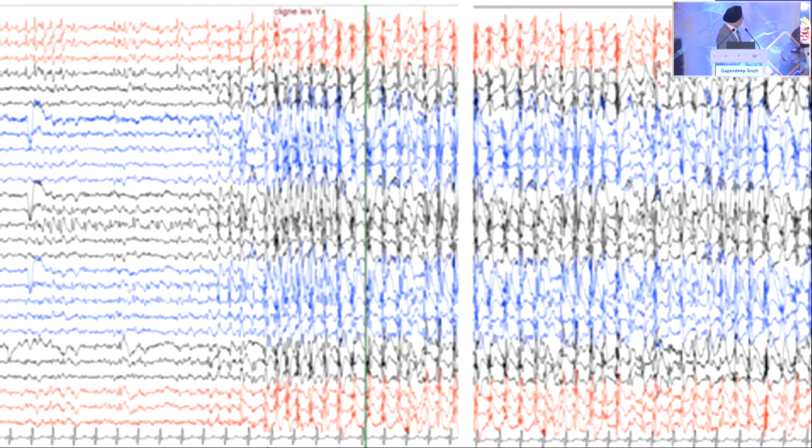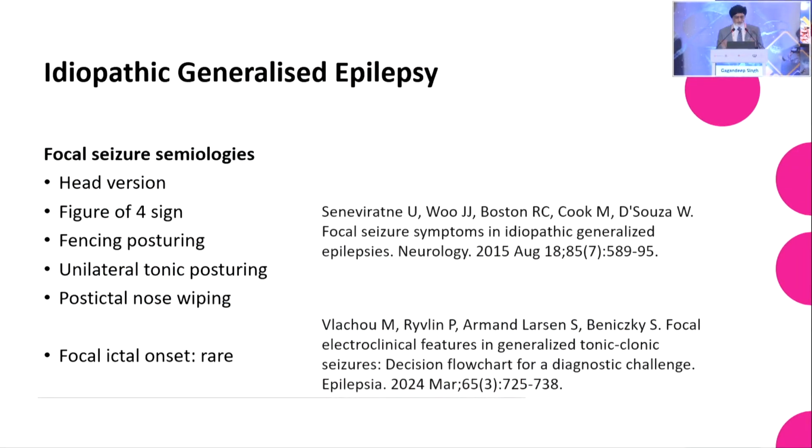It doesn't show very well, but this is secondary bilateral synchrony, where you have this focal discharge for a very long period of time and then it becomes bilateral synchronous. So besides focal discharges or asymmetric discharges, you can also get focal semiologies in idiopathic generalized epilepsy. There are a number of papers and a number of signs which we typically attribute to focal epilepsy, which can be observed in generalized epilepsies.